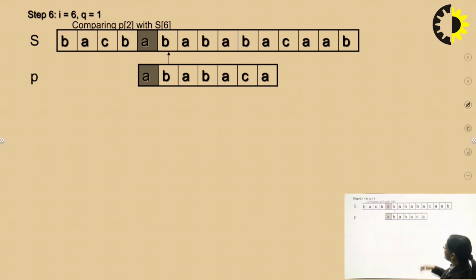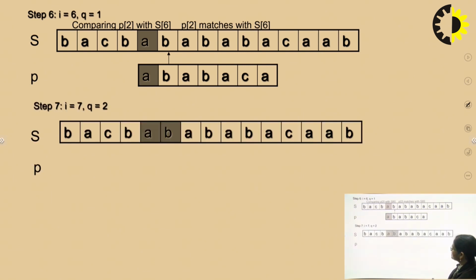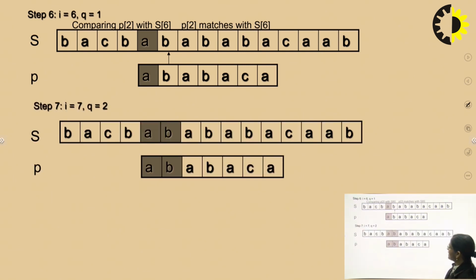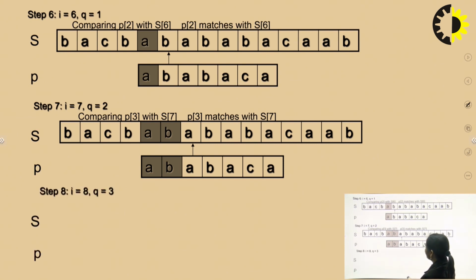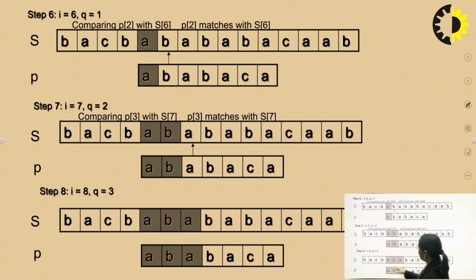So comparing p2 with s6, since p2 matches with s6, we again move forward. This is our next step, and in this case i equals 7 and q equals 2. So we again compare p3 with s7. Okay, p3 matches with s7, so we move forward, and step 8 is i equal to 8 and q equal to 3.